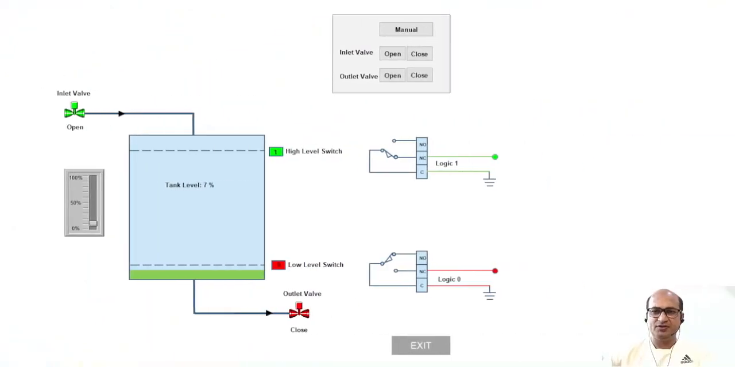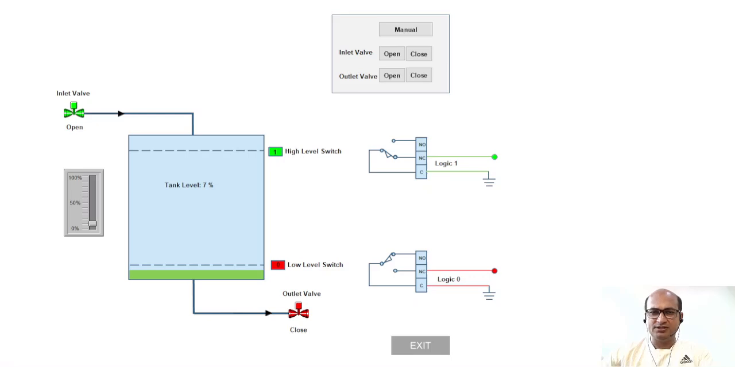In the last session, we developed one logic to control the liquid level by using a low level and high level sensor. Now in today's topic, we are going to modify that logic in order to cover the manual mode and the auto mode. So let me recap what we have done in the last video. In the last video, we developed the logic to control the level of this tank.